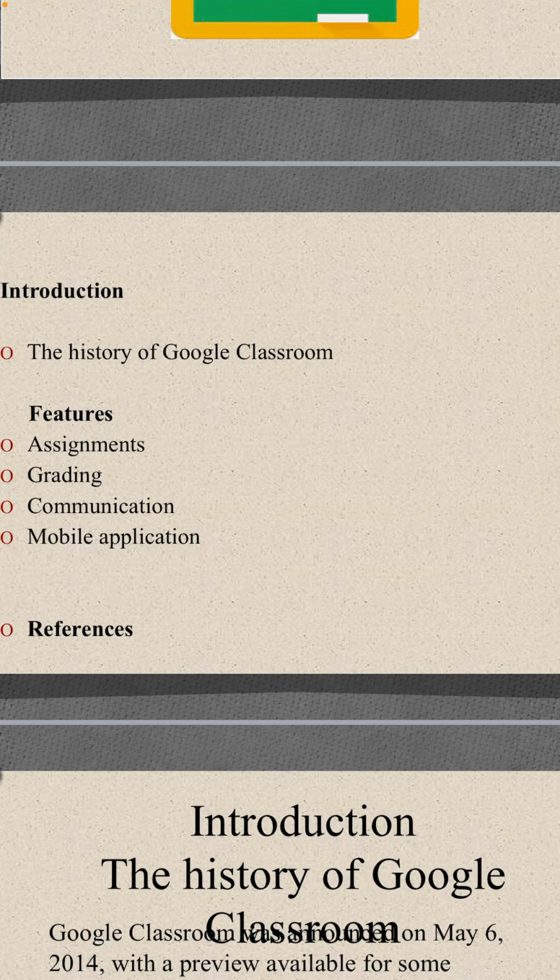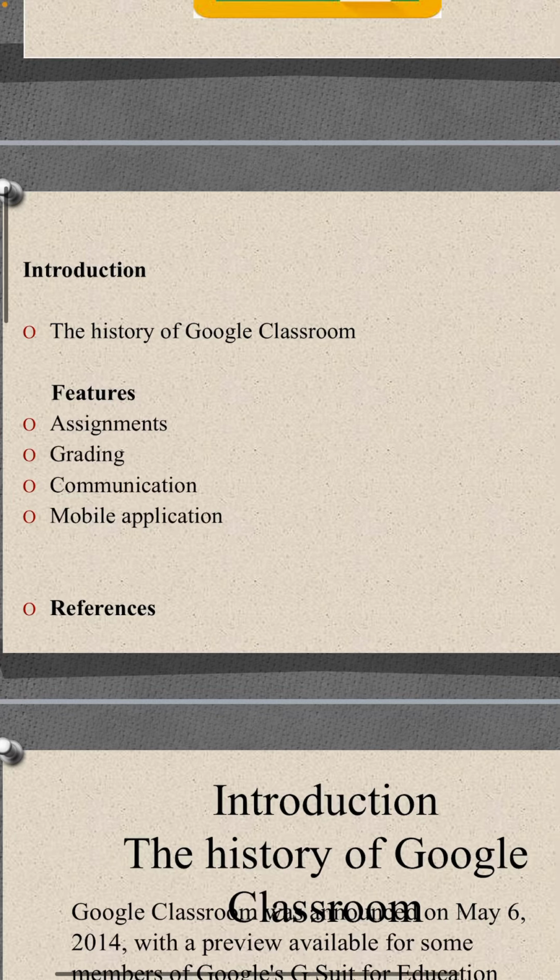The main point is the date. We talk about when people came to know the Google application, the Google features of Classroom. This is the introduction of the features of Classroom: history of Google Classroom, features, assignments, grading, communication, mobile applications. The mobile applications relate to, for example, Google Drive, Google App Store, Google Search, Google Voice.